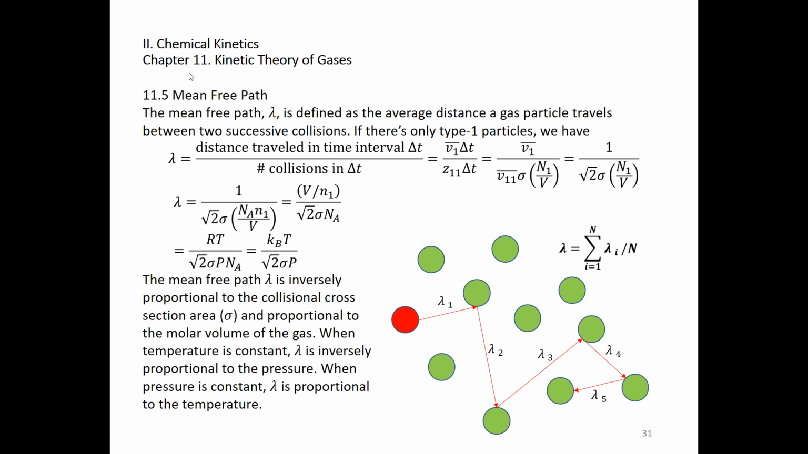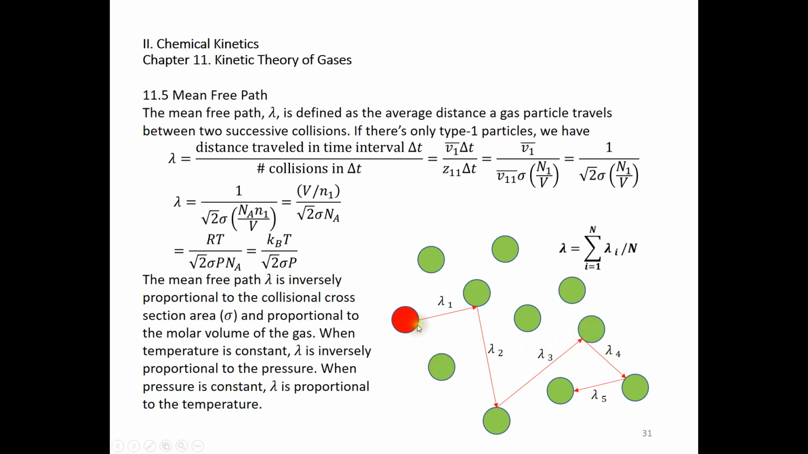Chapter 11 Kinetic Theory of Gases, Section 11.5 Mean Free Path. The mean free path is defined as the average distance a gas particle travels between two successive collisions. It's denoted by the Greek letter lambda. Now let's look at this graph to see how we can determine the value of lambda.